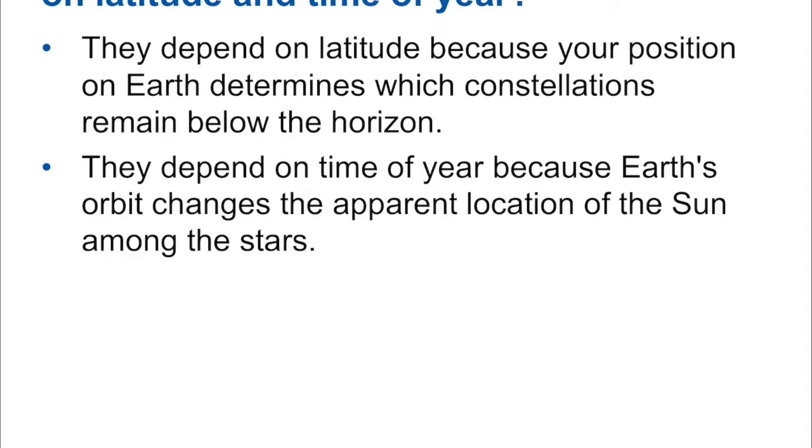Why do the constellations we see depend on latitude and time of year? They depend on latitude because your position on Earth determines which constellations remain below the horizon, and which stars are circumpolar, and those stars form constellations. They depend on time of year because Earth's orbit changes the apparent location of the sun among the stars. The ecliptic. We're getting back to the ecliptic.